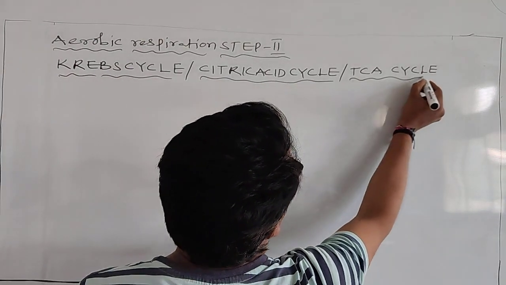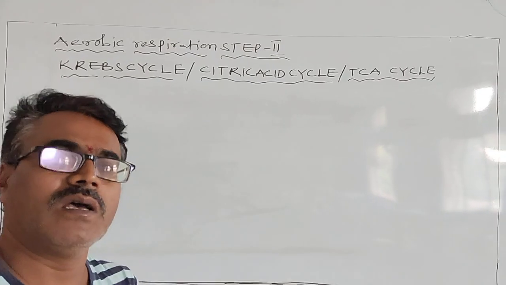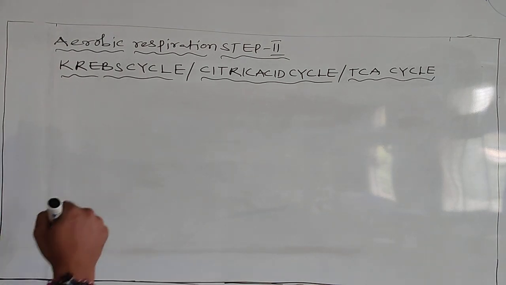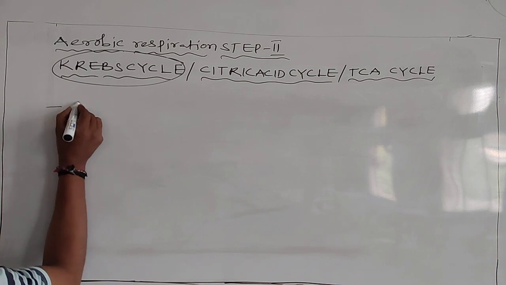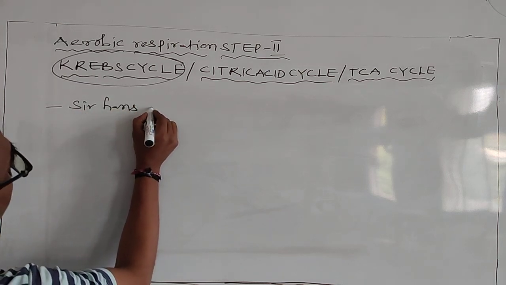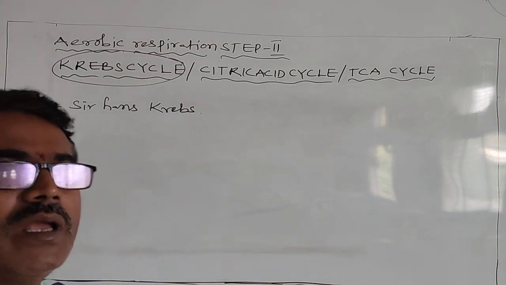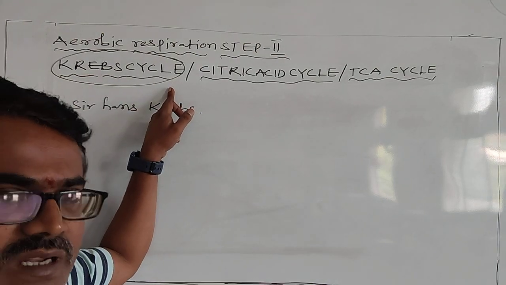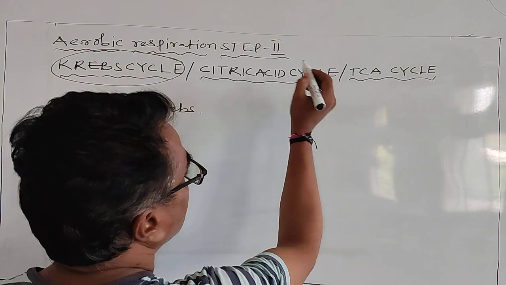First of all, the Krebs cycle. In plants, the respiration process was first proposed by Sir Krebs. So it is referred to as the Krebs cycle. Next terminology, that is the citric acid cycle.